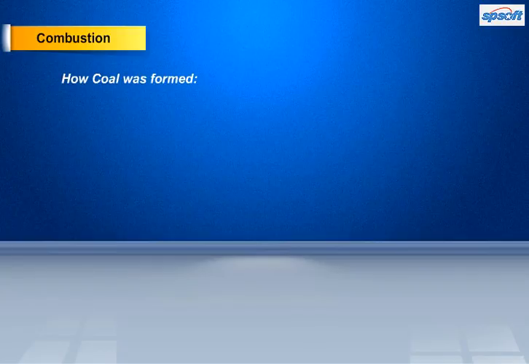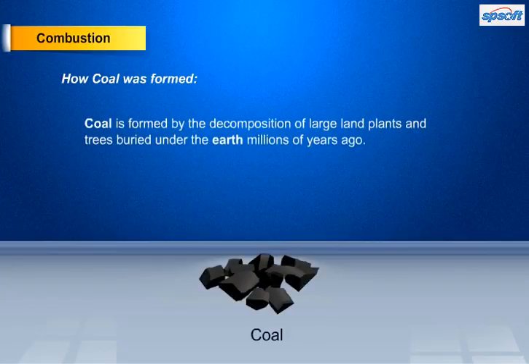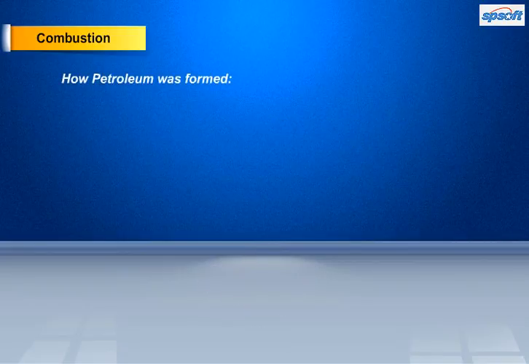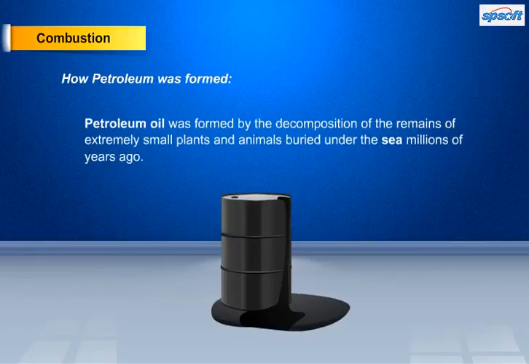How was coal formed? Coal is formed by the decomposition of large land plants and trees buried under the earth millions of years ago. How was petroleum formed? Petroleum was formed by the decomposition of the remains of extremely small plants and animals buried under the sea millions of years ago.